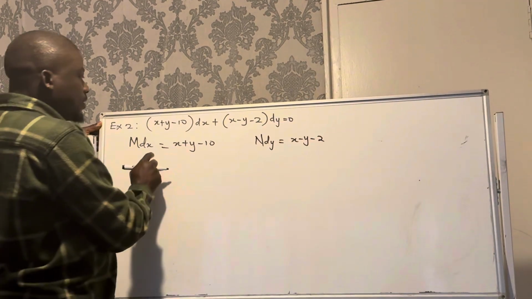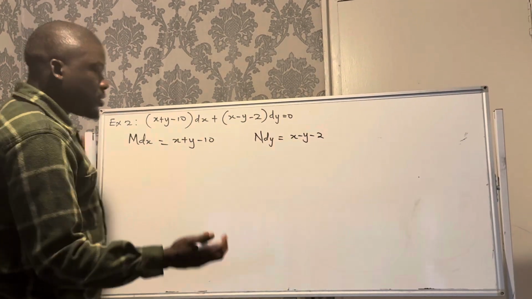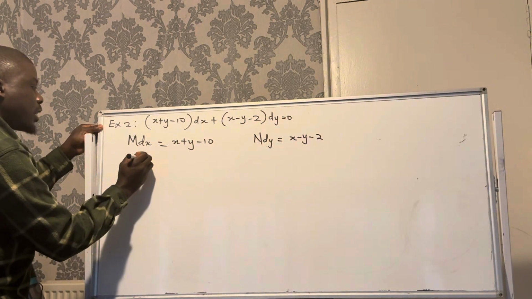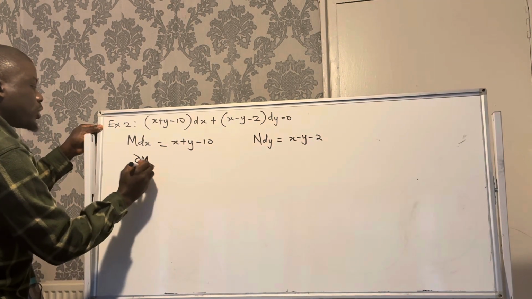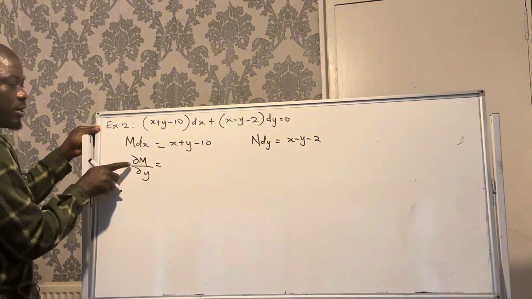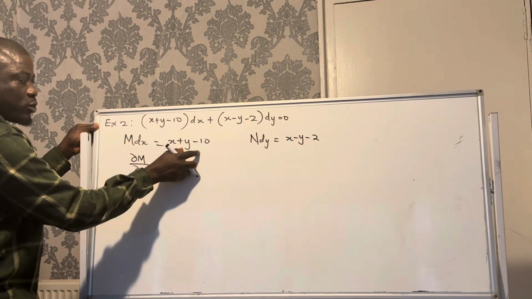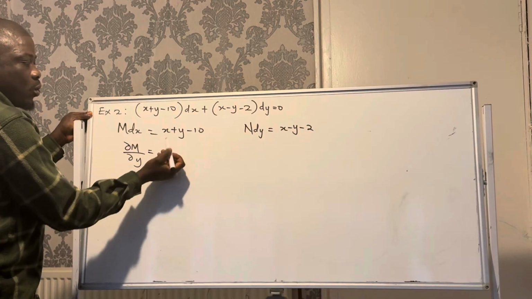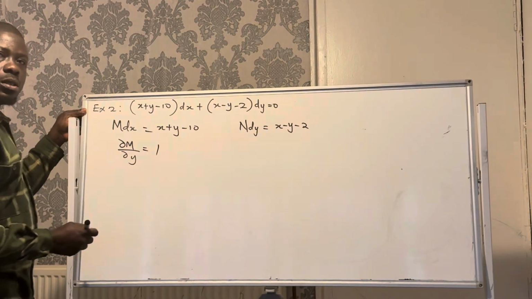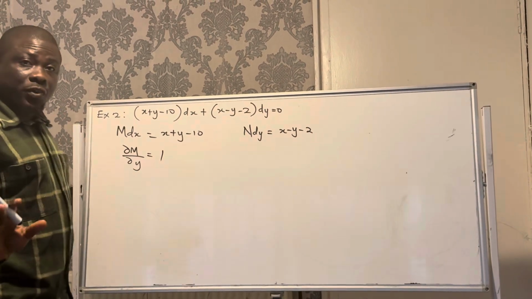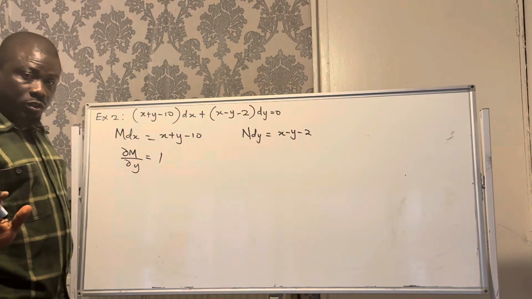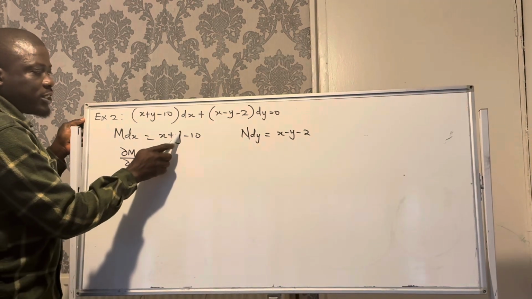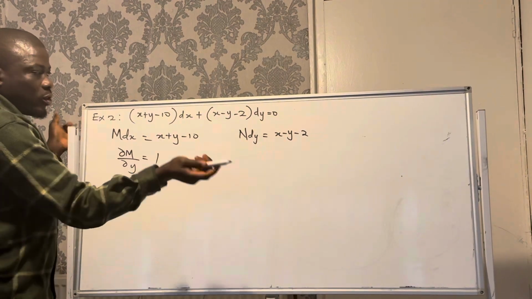Now let's show that this is exact or not. So let's find our partial m over partial y. So let's differentiate this with respect to y. Partial differentiation, don't forget. Now with respect to y, we have what? 1, because we are not meant to differentiate s. Partial differentiation. So this is not there. If you differentiate y here, you have 1, and this is a constant.